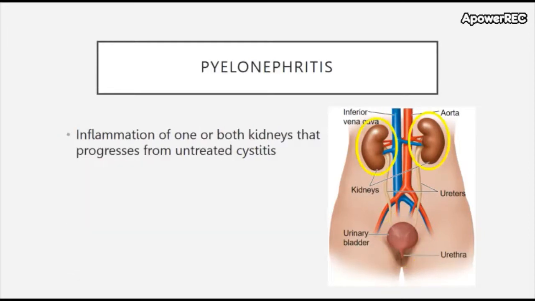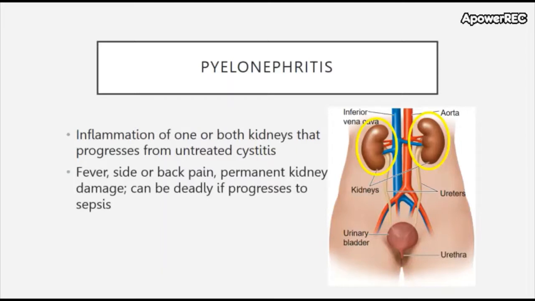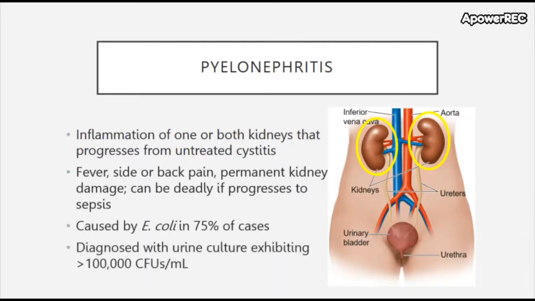Pyelonephritis is inflammation of one or both of the kidneys that progresses from untreated cystitis. Symptoms include a fever, side or back pain, permanent kidney damage, and it can be deadly if it progresses to sepsis. It is caused in 75% of the cases by E. coli. And because this is a progression of an infection of the urinary tract, starting from the urethra to the bladder and up into the kidneys, we expect a much higher number of cell counts in the urine. So CFUs greater than 100,000 per mL is considered indicative of pyelonephritis.